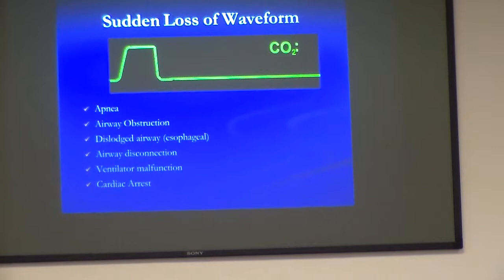That you don't want to see either: sudden loss of a waveform. And this happened to me on a transport. This is why we talk so much about checking your patient before you move and after you move. So when we're doing a transport, of course it's code 3, and everybody wants you out the door in 2 seconds. The patient's intubated. We move the patient over to the gurney. The patient was on the ventilator at the hospital. I had already put the patient on end-tidal on our monitor. We moved the patient, and then I switched out the vent to put the patient on our ventilator.